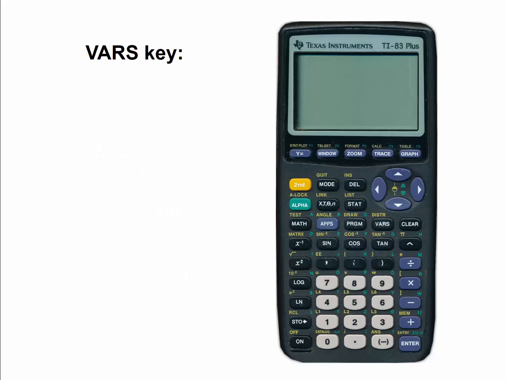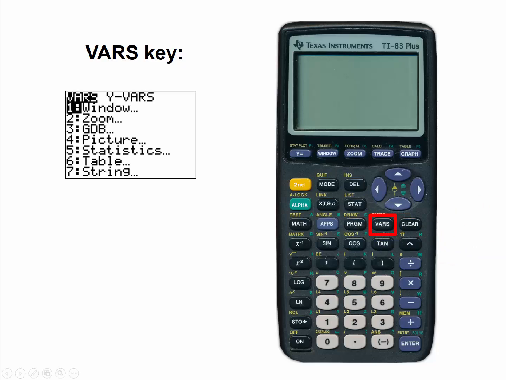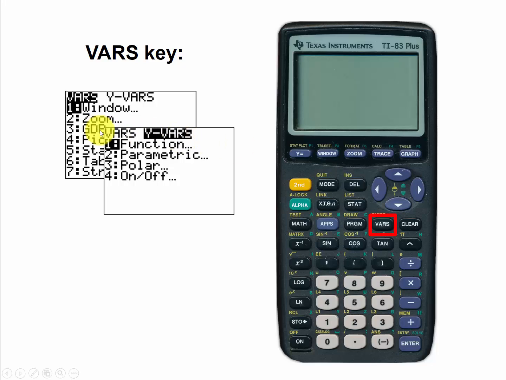Next is the Vars key, which is short for variable. It's located here. This key will give you access to where the calculator stores different variables, different values. So again, we have Vars here, and then we have Y-Vars. Using the right arrow key, this is what the Y-Vars screen looks like.